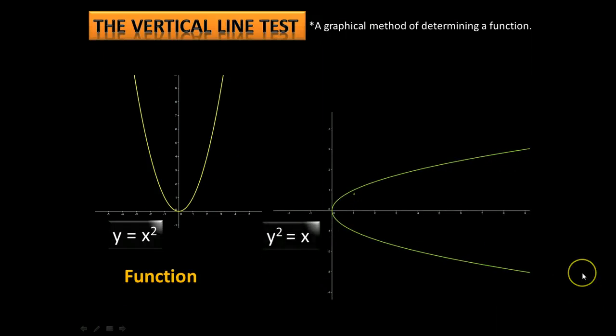However, the relation y squared is equal to x. If I try to do the vertical line test here, you can see I'm going to hit the graph here and here with this vertical line, and in an infinite number of places, anywhere I would drop a vertical line, I could hit that more than one time, which means by the vertical line test, this one is certainly not a function.